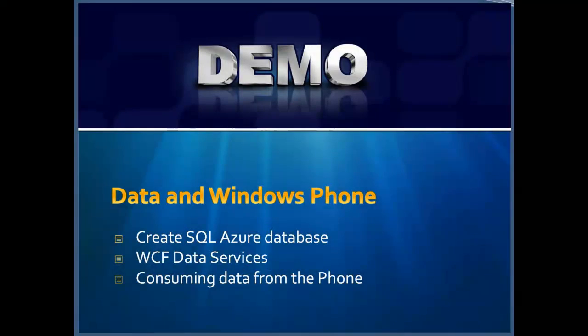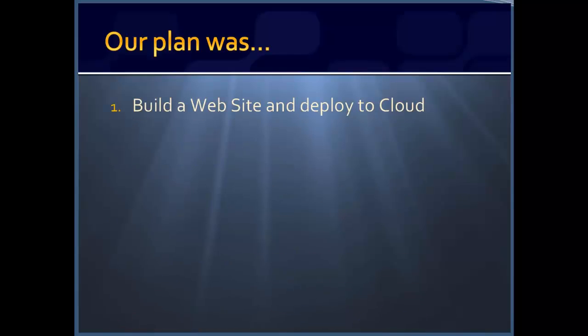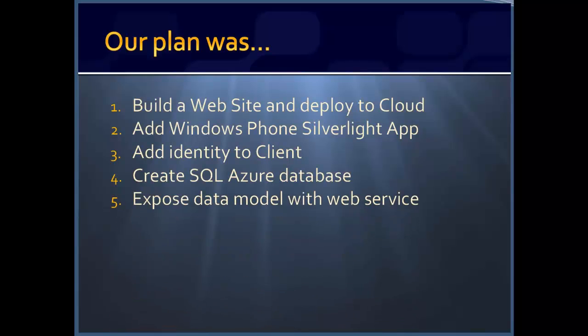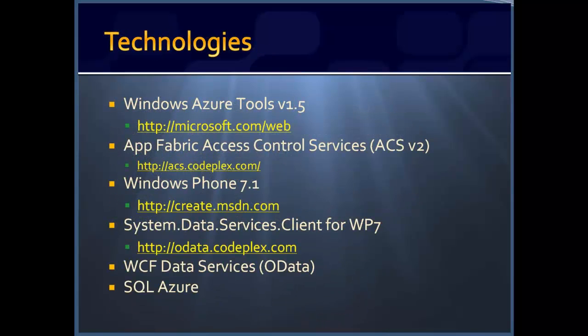Our plan was to go out and create a couple of different things. One is to create the data service that is going to be hosted inside of Windows Azure. We're also going to add the Windows Azure Silverlight project. We added a SQL Azure data store to actually save the results, and then we expose that out using an OData endpoint with a WCF data service, and then we consumed it inside of our Windows Phone application.